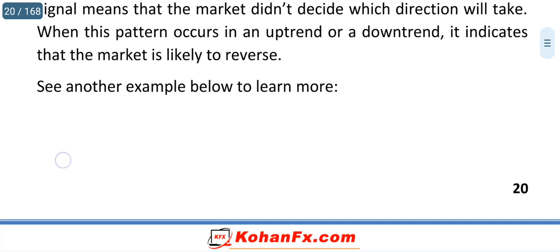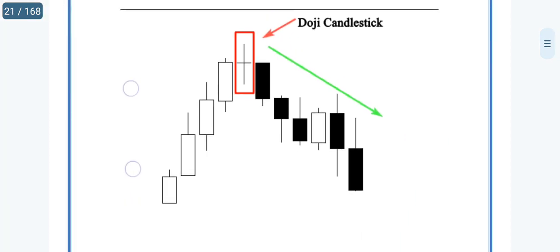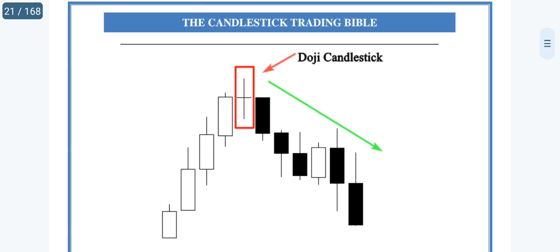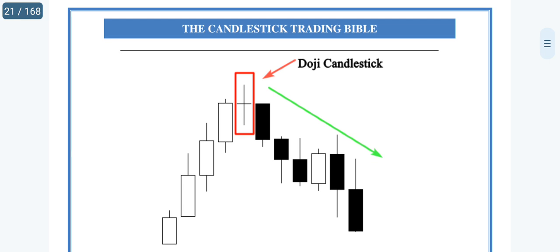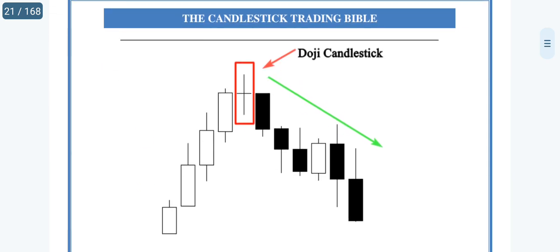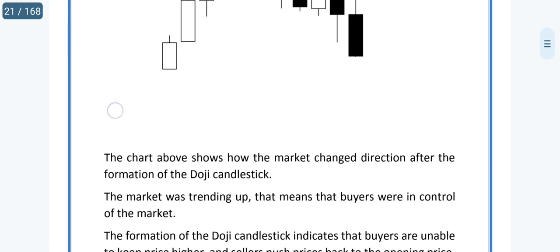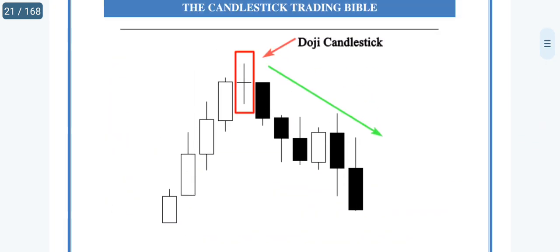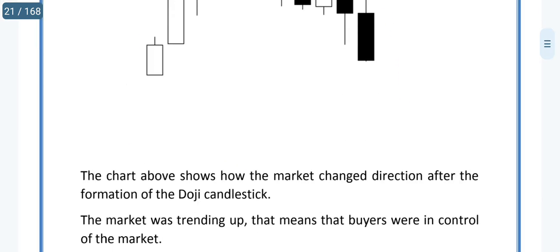You can see another example below to help your understanding. Here it is in the uptrend. It has occurred in the uptrend. It means that buyers and sellers are no longer in control of the market, and there is indecision between them. You can observe the chart very well.